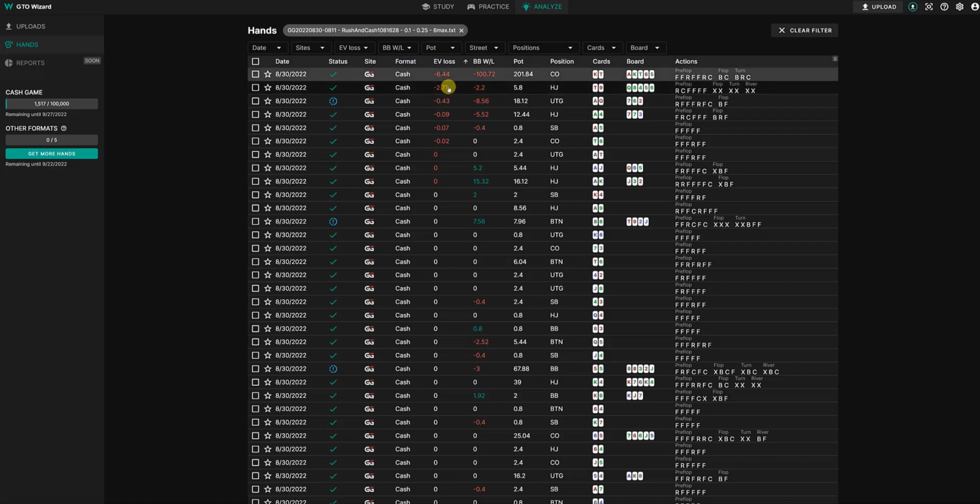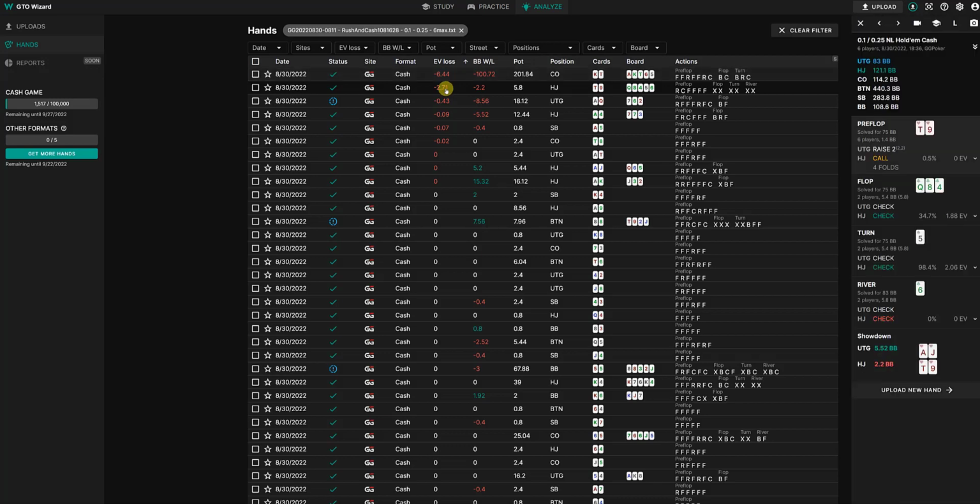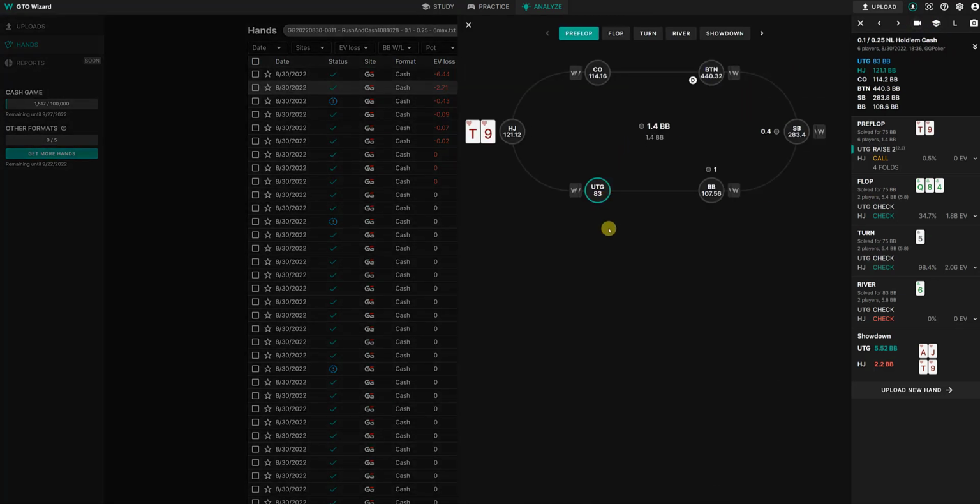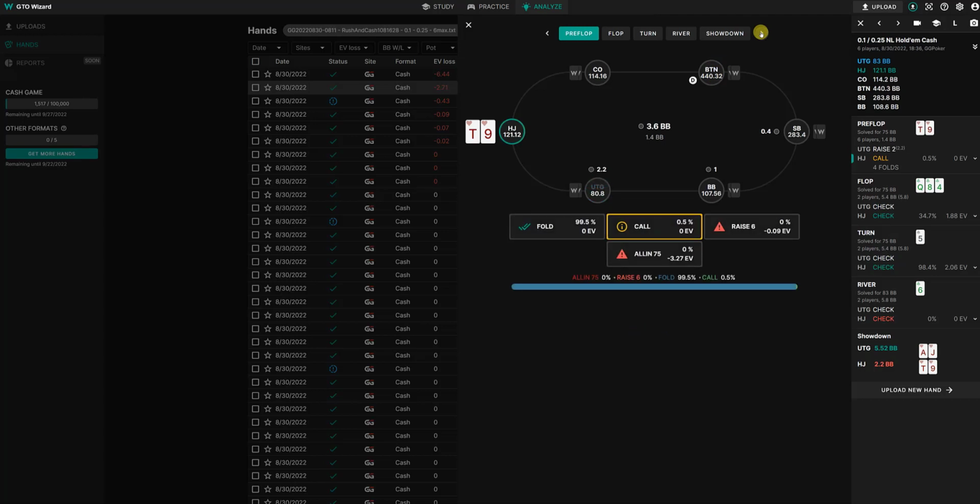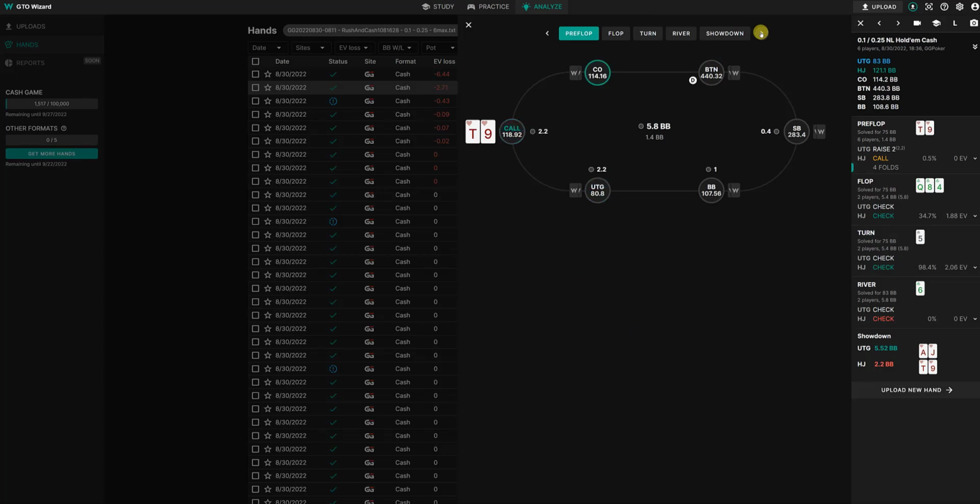Okay, so in that session there was one that was a 2.71 EV loss. I sort of knew this one was bad too. So anyway, let's go through it. Under the gun opens, I flatted with 10-9 of hearts. Normally I either 3-bet or fold, but on this occasion, flatted.